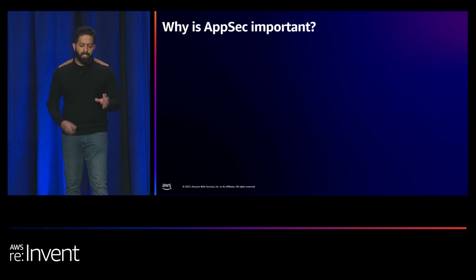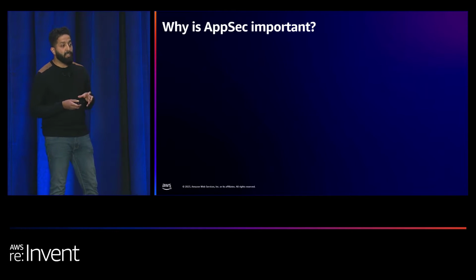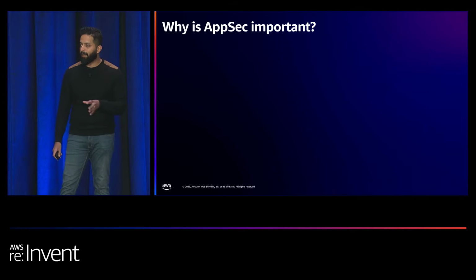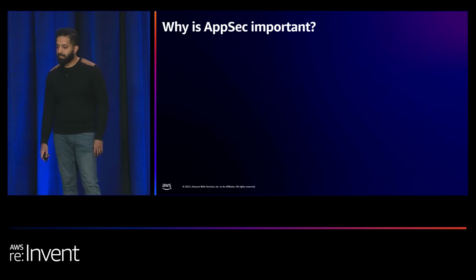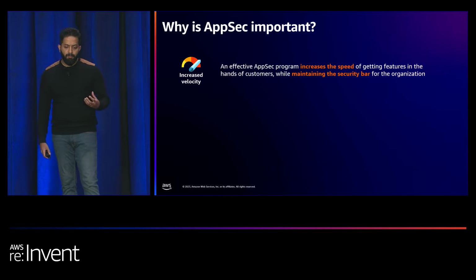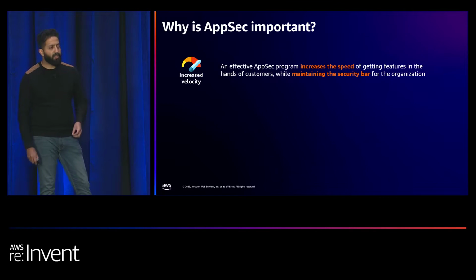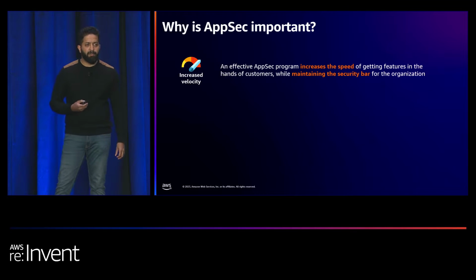So you might ask, why did we make the decision to include AppSec within the well-architected security pillar? As organizations are moving to this more distributed ownership model, your key metric would be the speed of features reaching the hands of your customers. But you still want to make sure that the security bar has been maintained and ideally raised over time.